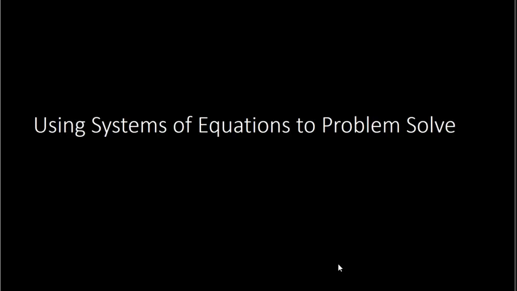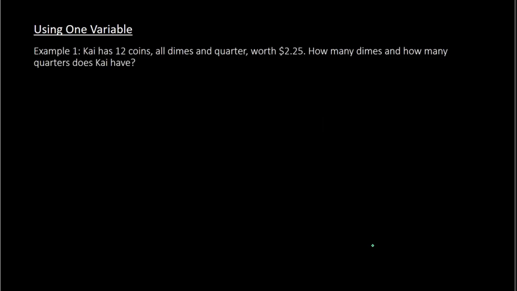In this video, you will learn how to use systems of equations to problem solve. Now, up to this point, with any sort of word problem, we have only worked with one variable. So using one variable, for example, we could have solved a problem like this, where Kai has 12 coins, all dimes and quarters, worth $2.25. How many dimes and how many quarters does Kai have?